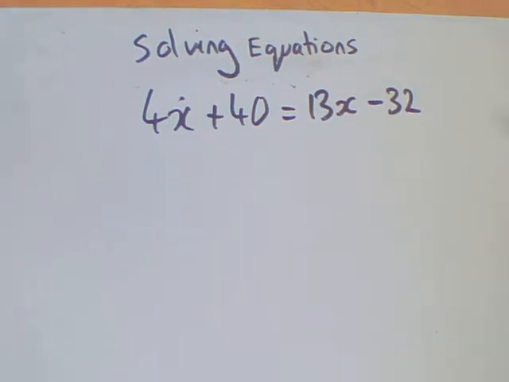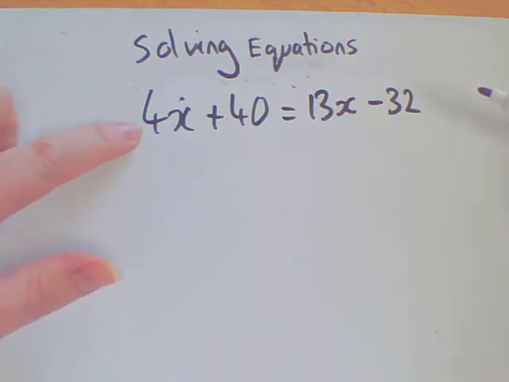Step number 1, I need to identify the smallest possible amount of x. The smallest amount of x is this 4x here. I can use this one, but I'm going to end up with more negative numbers, and we don't like negative numbers as much as we like positives. So I'm going to take this one first.